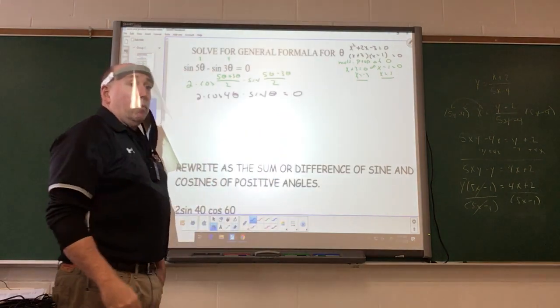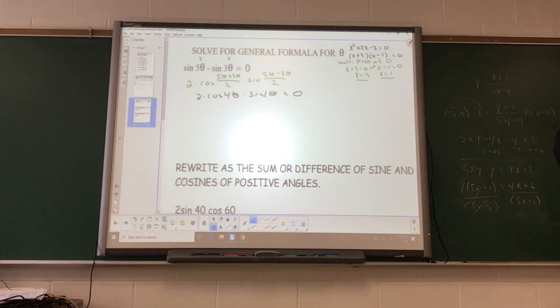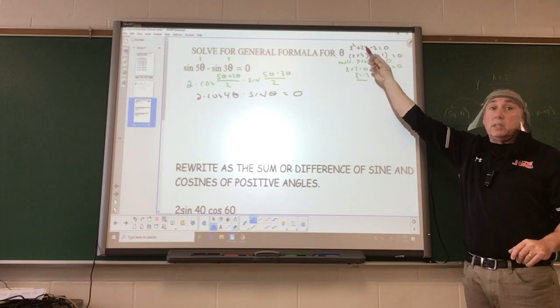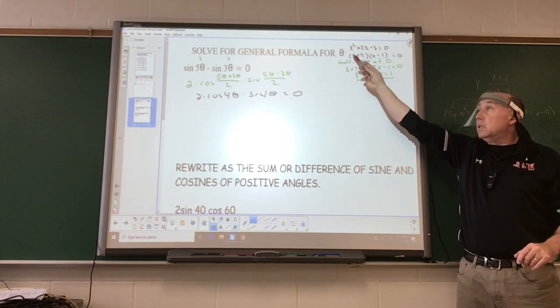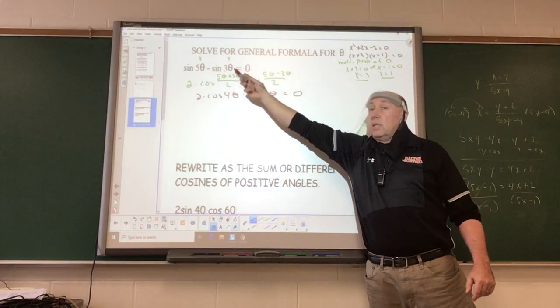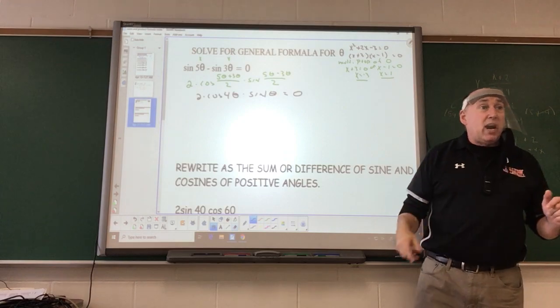Is equal to 0. I've now transferred this into an equation of things being multiplied together to equal 0. Just like I did up here with the quadratic equation. This quadratic equation, I couldn't solve it when it looked like this. I could solve it when it looks like this. This I can't solve when it looks like this. This I can now solve. Why? I can set each factor equal to 0.